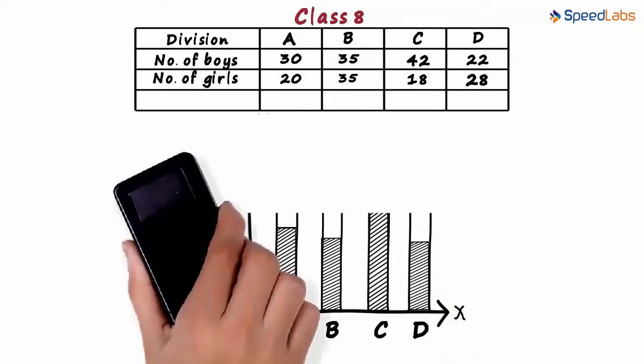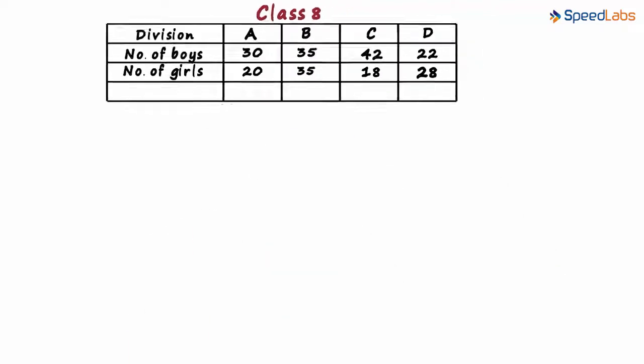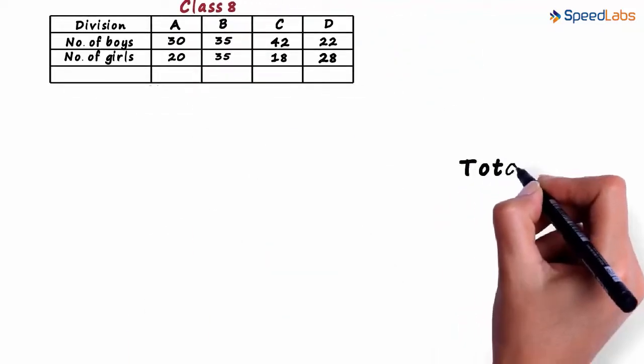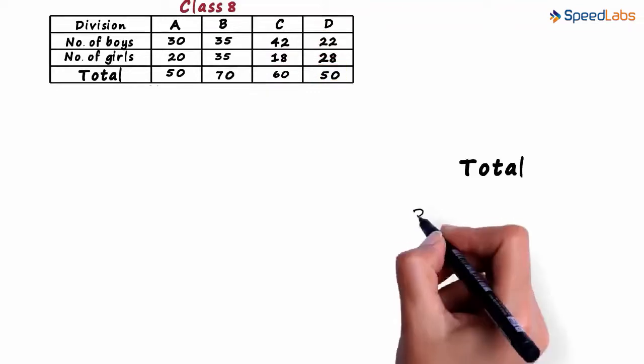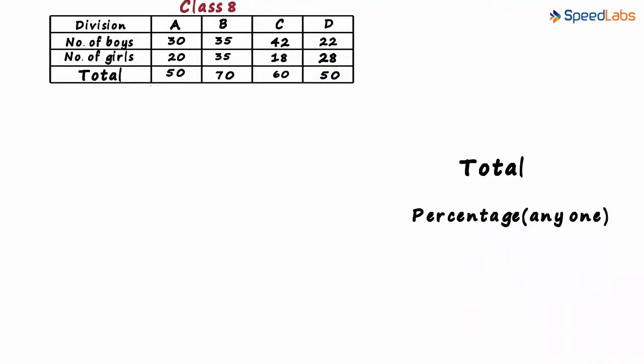To find the percentage of any part, the first thing we need to do is find out the total sum of all the categories, and then find the percentage of one part of each category. So we first find the total number of students in each of the divisions. 30 plus 20 is 50, 35 plus 35 is 70, 42 plus 18 is 60, and 22 plus 28 is 50. Next, we find the percentage of any one part of each category.